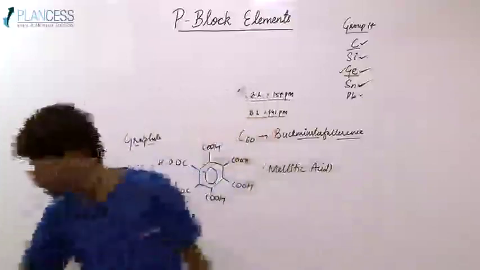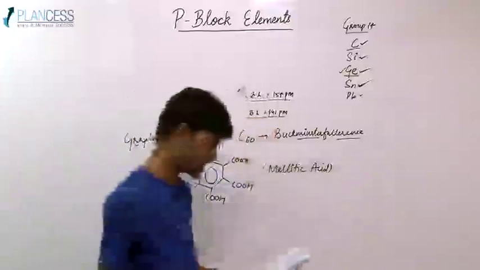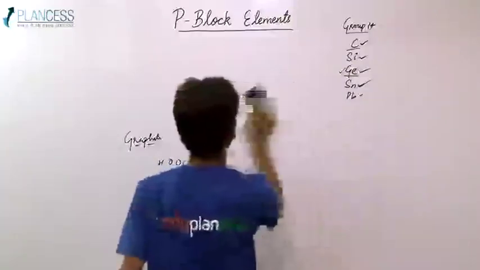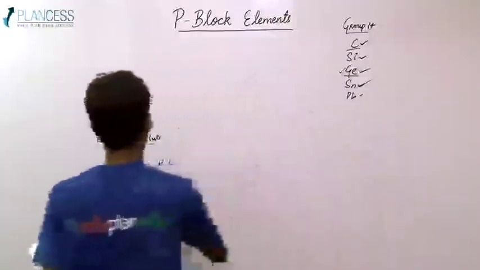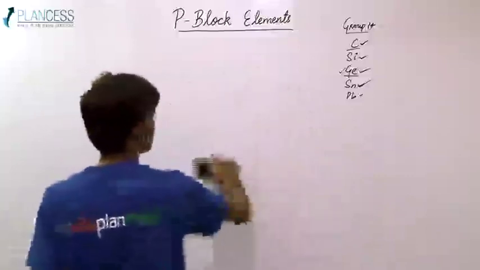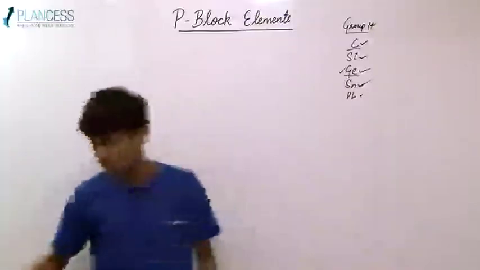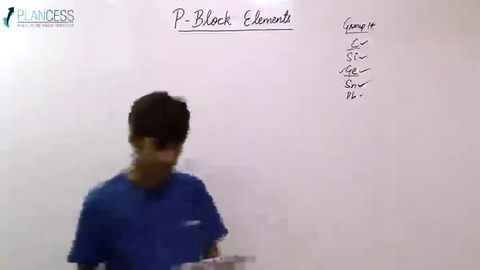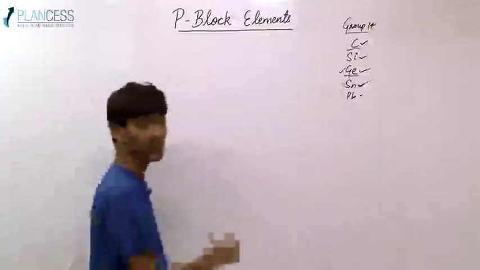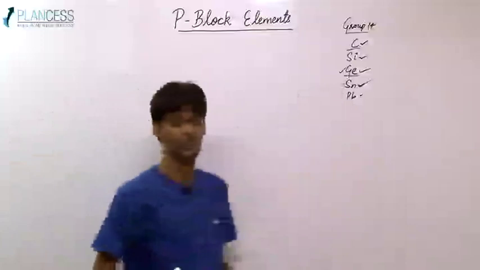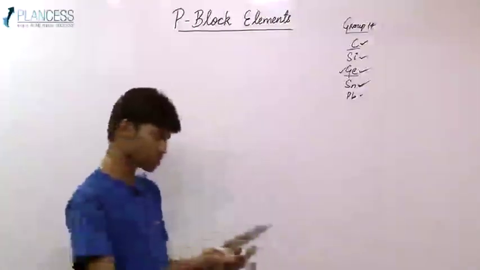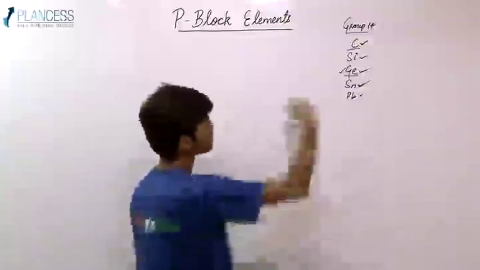Now talking about the reactivity towards acids and bases. Carbon and silicon are not dissolved in acids. However, tin does get dissolved in dilute HNO3. Sn dissolves in dilute HNO3 and forms stannous nitrate. As far as the uses are concerned, carbon can be used in many ways.